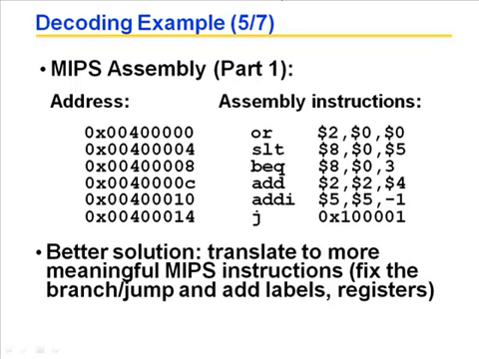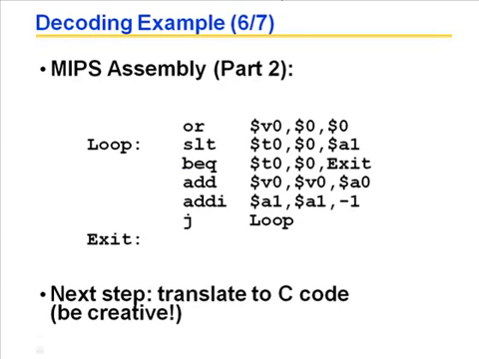Then you have add: register 4 and register 2, and store in register 2. Then you have add immediate, subtract 1 from 5. I don't know what exactly this does. That didn't make any sense at all, really. Well, I could see the loop here. So you have the loop and the exit.